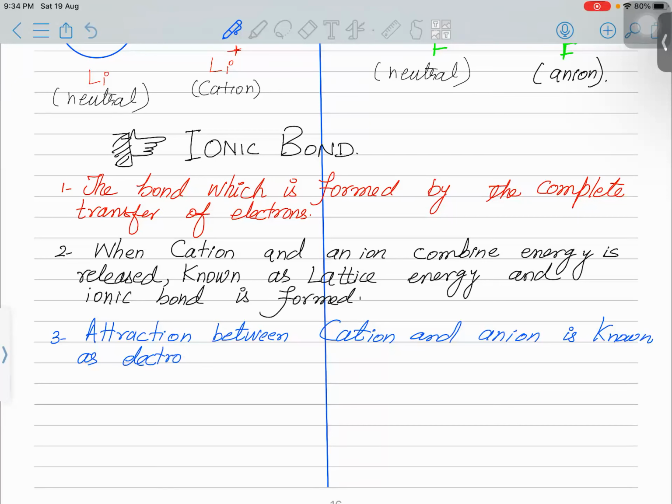Electro means electron, static means at rest, attraction means affection. So you know that positive ions attract negative ions. Such attraction is due to the loss or gain of electron. That's why this attraction is called electrostatic force of attraction. Are you getting my point? Yes, sir.